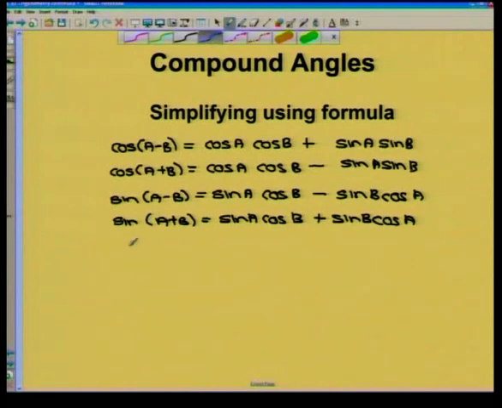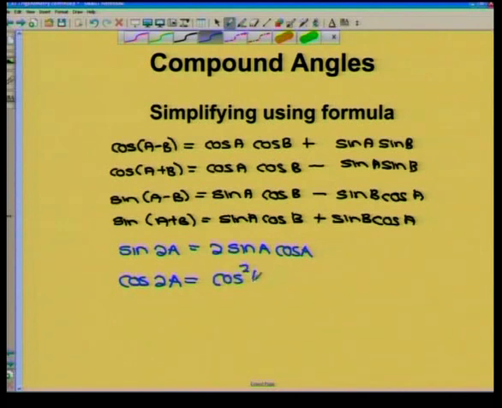Let's change color so we stress it. If we're looking at sine 2A, there is only one formula for it. It's 2 sine A cos A. But cos 2A has got three different formulas. The first one is cos squared A minus sine squared A. The next one is 2 cos squared A minus 1. And the third one is 1 minus 2 sine squared A.